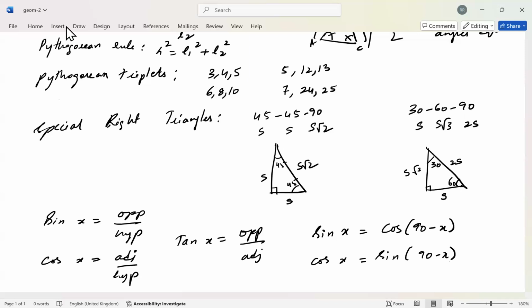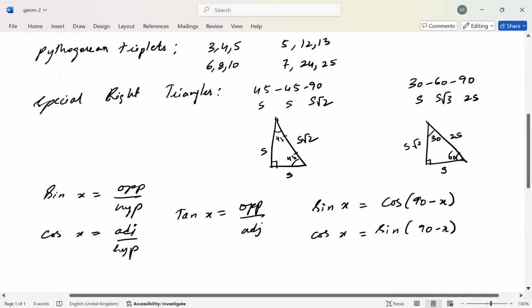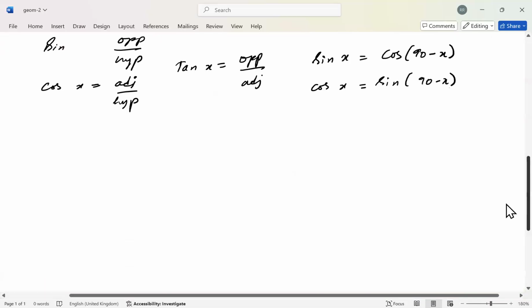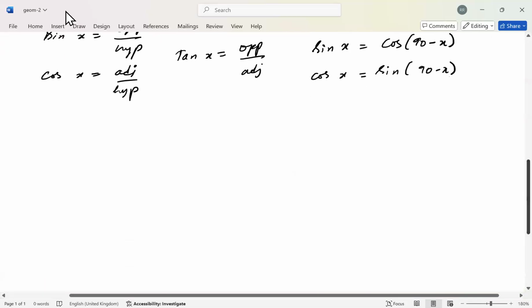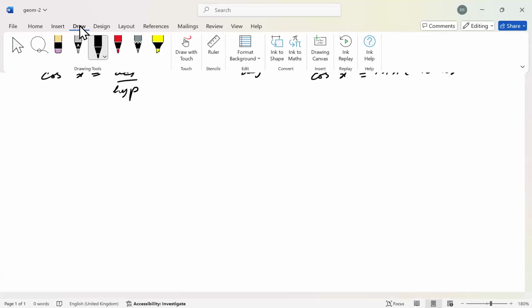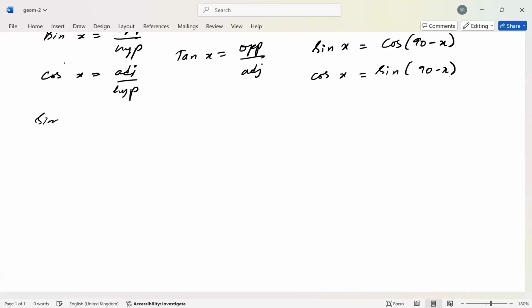Next is similar triangles. For similar triangles, you need to remember that similar triangles mean the angles are the same and the sides are proportional. So all angles are the same and the sides are proportional.